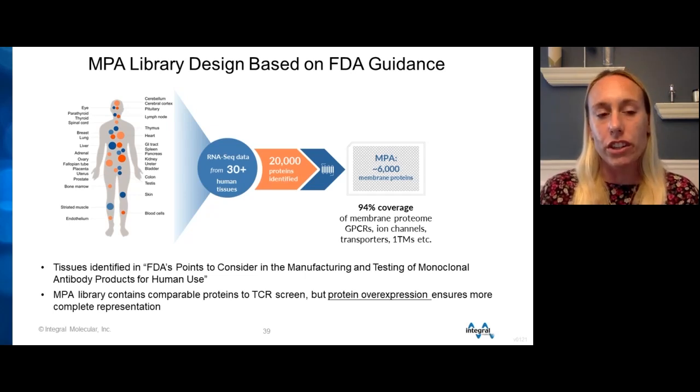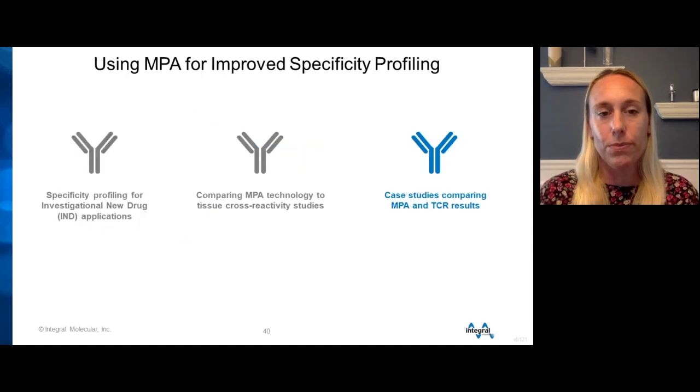But here, the differentiator is that in TCR, they use normal and healthy tissues, and here you have a lot of variability from donor to donor. There's also variability in endogenous expression levels of proteins, and proteins that are expressed in a more disease-dependent manner. Versus in the MPA, we use protein overexpression to ensure a more complete representation of all the proteins that can be found in these particular tissues.